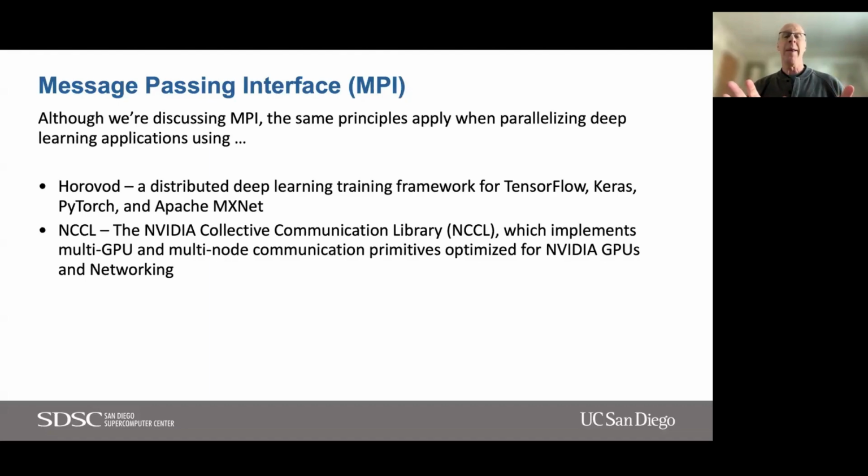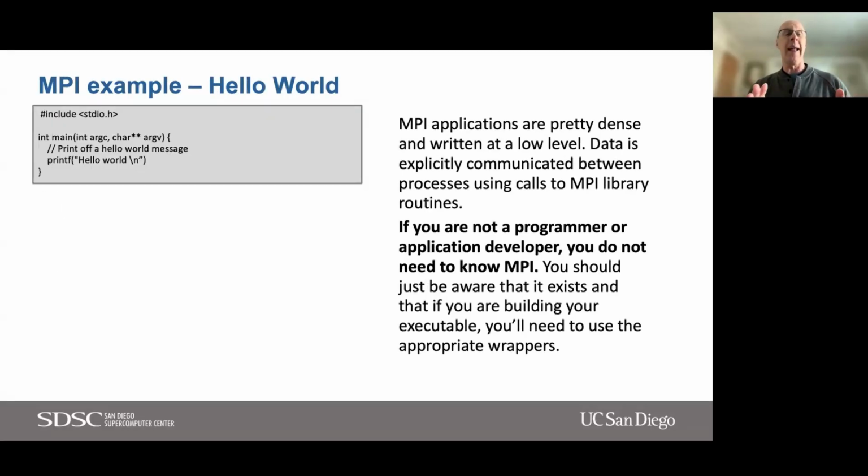All right, although we're discussing MPI, the same principles that we discussed here are going to apply when parallelizing deep learning applications. So you might come across things like Horovod. This is a distributed deep learning training framework for TensorFlow, Keras, PyTorch, and MXNet. And NCCL, the NVIDIA Collective Communication Library, which is used for multi-GPU and multi-node communications. This is optimized for NVIDIA GPUs and networks. But the issues that we run into with MPI are the same ones that we're going to see when using, say, Horovod and NCCL.